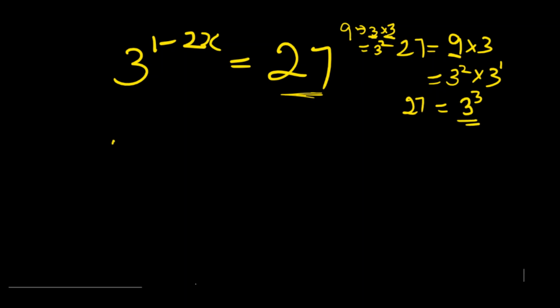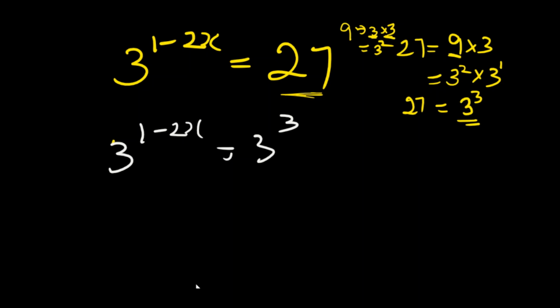So you'll have 3 to the power of 1 minus 2x is equal to 3 to the power of 3. Remember, we are solving for x, right? Because there's an equal sign here and we have the same bases, we're going to drop the exponents. So we're going to have 1 minus 2x, dropping this exponent and this exponent, equals 3.